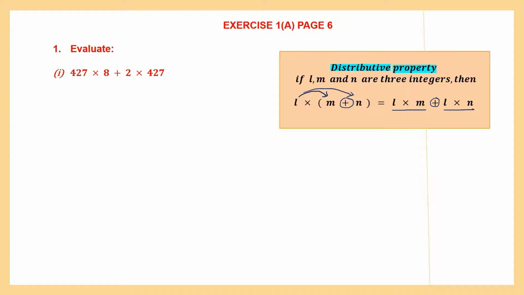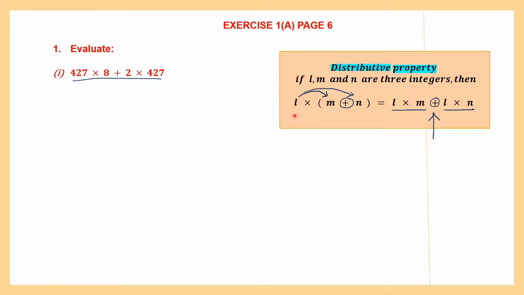So the question that we have been given here is in this form. Let me repeat that. Our question that has been given here is in this form. So we are going to make use of the distributive property here to find the answer, to evaluate this particular question. So what is being multiplied? We have 427 into 8 plus 2 into again 427. So we have to bring it to this form.